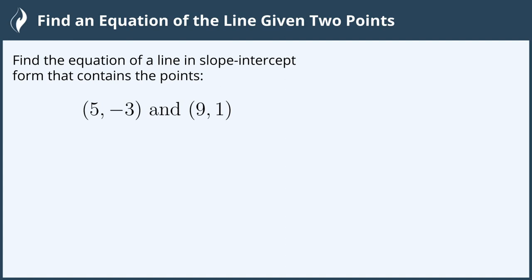Hi everyone. In this video we will find an equation of a line given 2 points. Find the equation of a line in slope-intercept form that contains the points (5, -3) and (9, 1). In previous examples we've found the equation of a line given the slope and a point. In this case we don't have the slope, so we're going to have to find it.